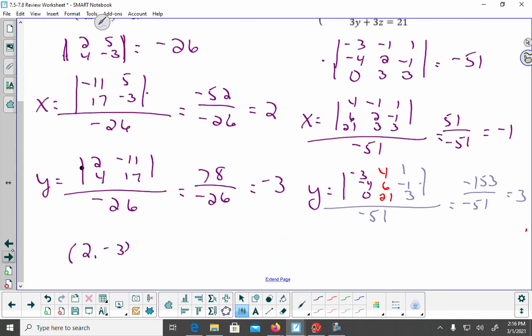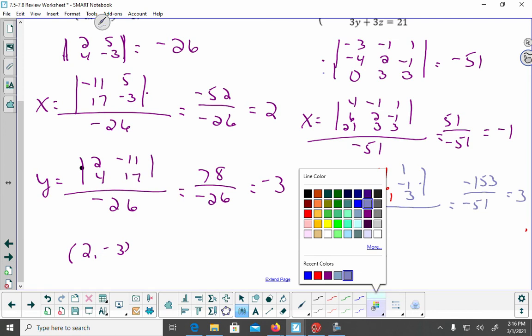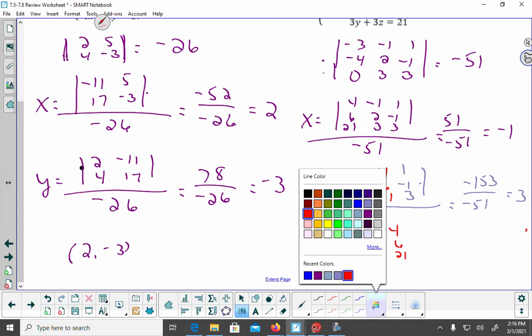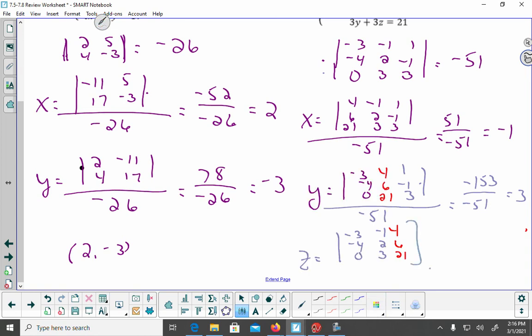And lastly, to find the z, I'm going back up here. The x and the y column will stay the same. Now the answers are going to go in the z column, so 4, 6, 21. And I'm going to divide this by negative 51.